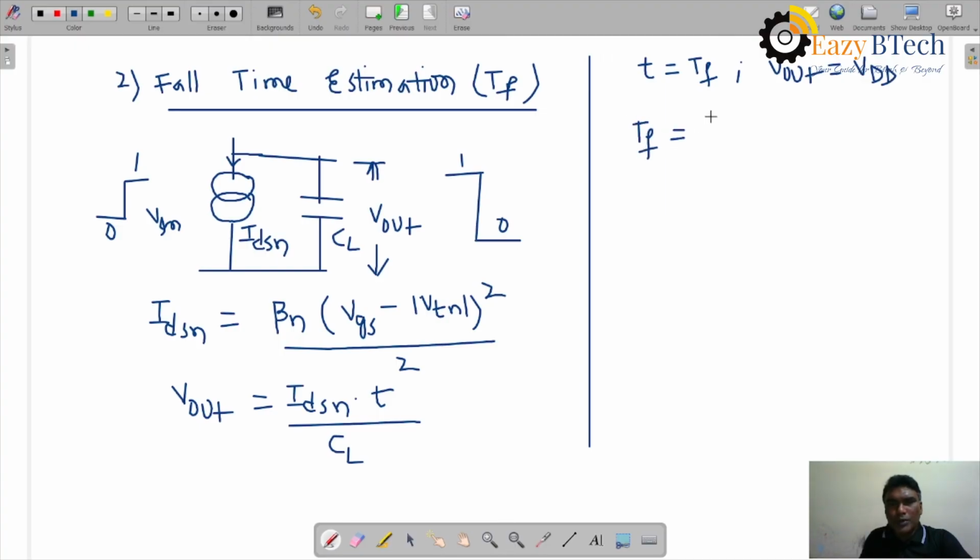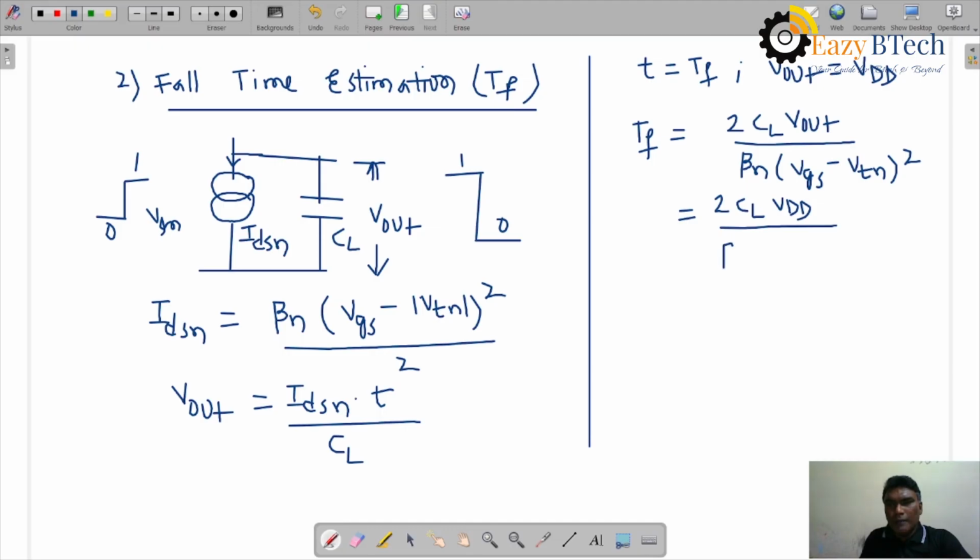Now TF is equal to 2CL into Vout divided by beta n into (VGS minus VTN) whole square. So substitute VGS as VDD, Vout is equal to VDD. Now 2CL Vout is equal to VDD, VGS is also VDD, right? VDD minus 0.2 VDD, threshold voltage 0.2 VDD, right?